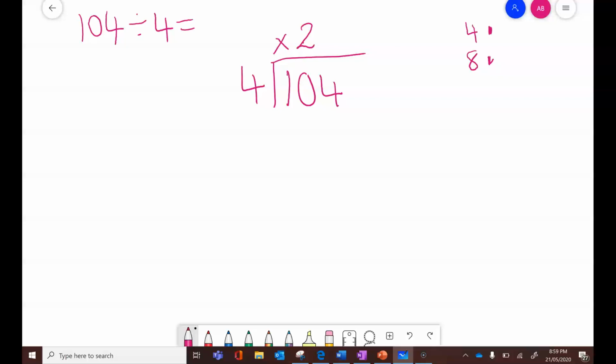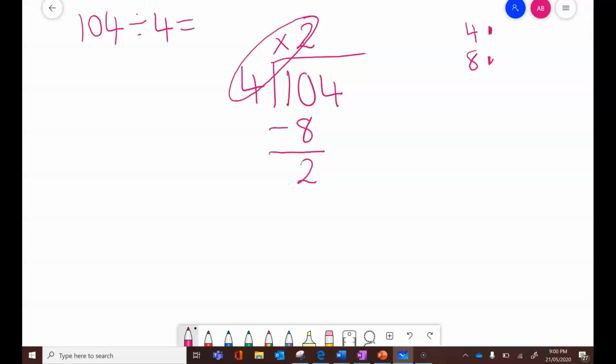Next I do my multiply stage. So I'm going to do 2 groups of 4. How much is that all together? So 2 groups of 4 was 8. And I'm going to take that away. So I had 10. I made 2 groups of 4. That's 8. So I've used up 8. Now what do I have left? Well, I have left 2.